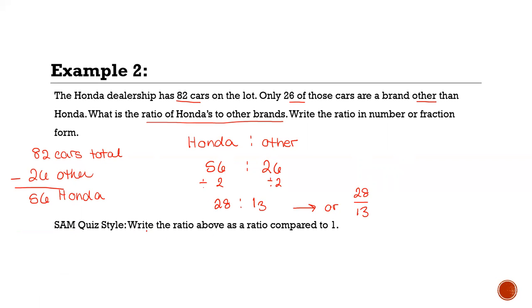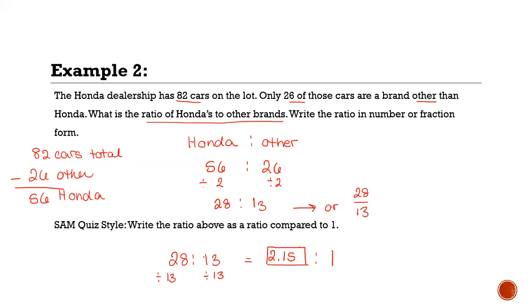Now in SAM, it's going to say write the ratio as a ratio compared to 1. Well, how do we do that? So they'll say, okay, you've got your ratio of 28 to 13, and SAM wants that to be something compared to 1. Well, how do I turn 13 to 1? Well, we divide it by 13, and whatever we do to one side of the ratio, we're going to do to the other side of the ratio. So we'll take our 28 and divide it by 13, and we would get 2.15. Okay, so that's how we could do a ratio compared to 1, is start with this ratio.